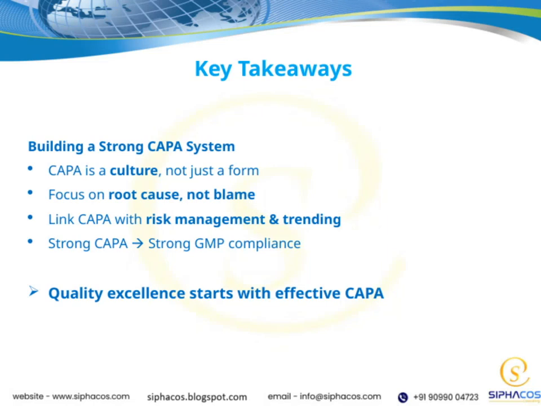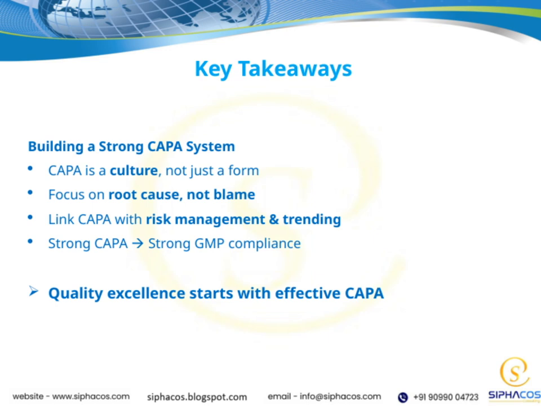Building a strong CAPA system is really about cultivating a culture, not just filling out a form. It's about fostering an environment where continuous improvement is part of our everyday mindset. When we approach CAPA this way, it becomes a proactive process rather than a reactive one. Focusing on root cause analysis is crucial. It's about digging deep to understand what truly caused the issue, rather than pointing fingers or assigning blame. This approach helps us implement effective solutions that prevent recurrence.